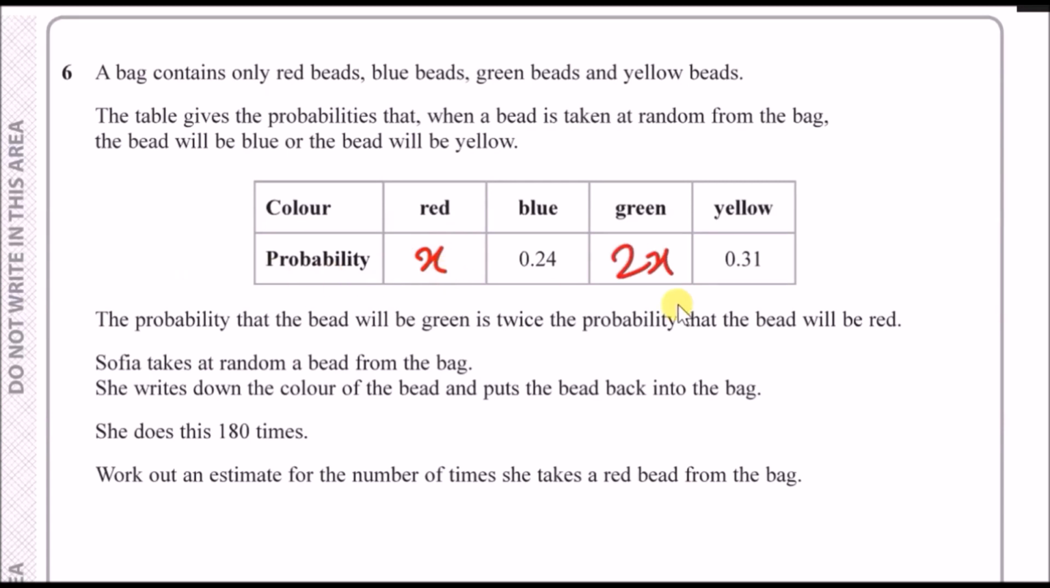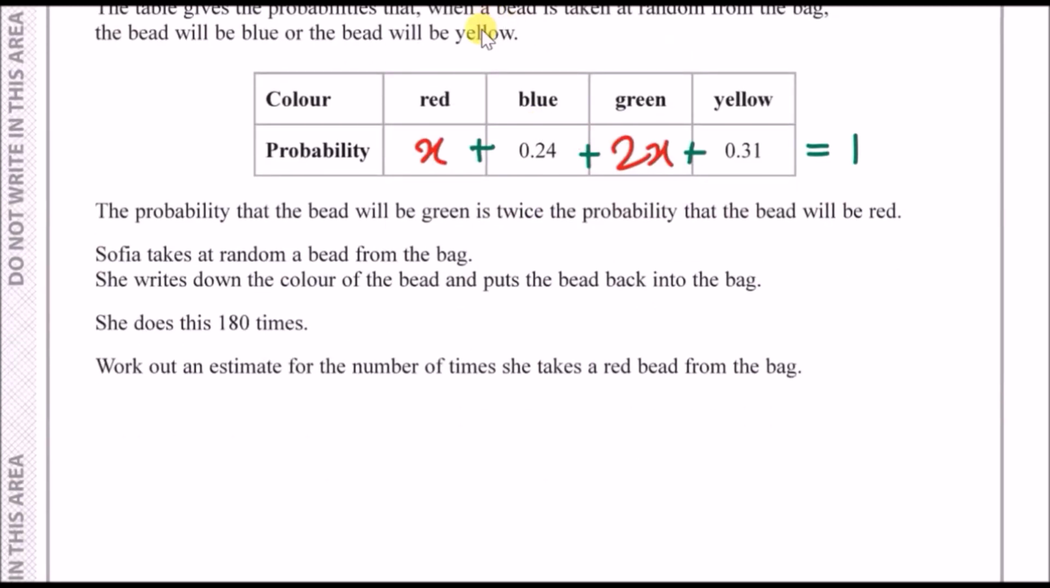And another piece of information we need to know, guys, is that in every single probability question known to man, the sum of them must always equal 1, yeah? So we say that X plus 0.24 plus 2X plus the last one, 0.31, must give us 1. And at this stage, we can figure out what the probabilities here would be. So let's do it, guys. Let's add them up.